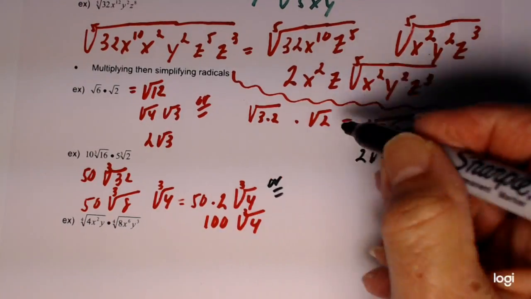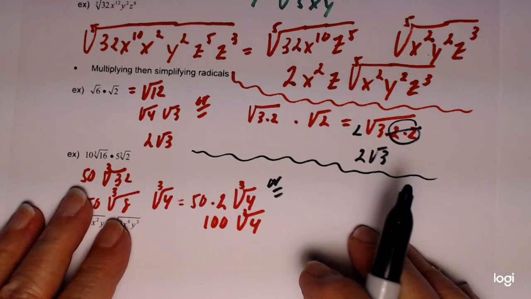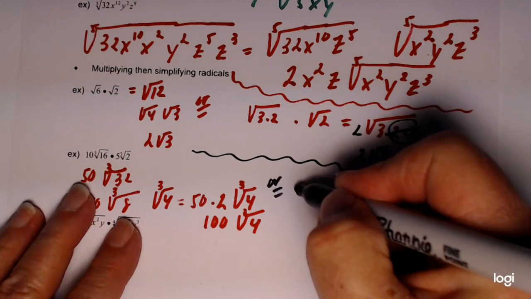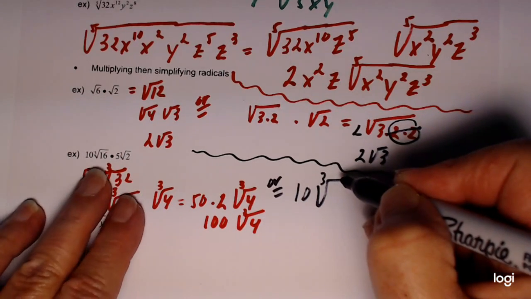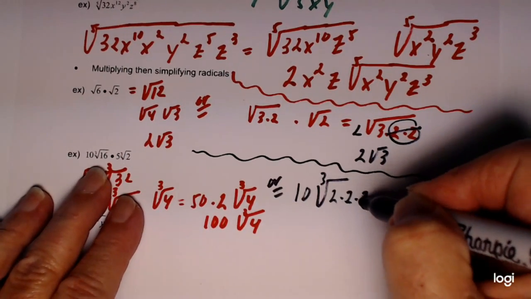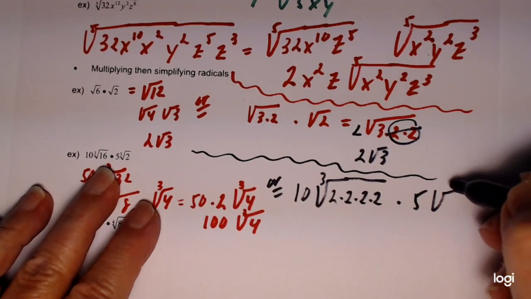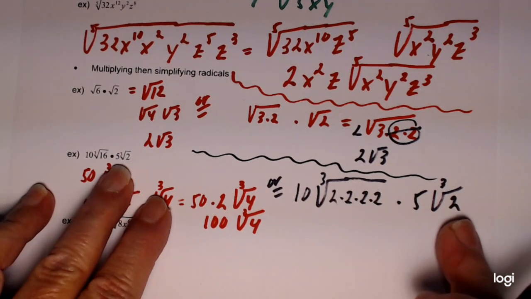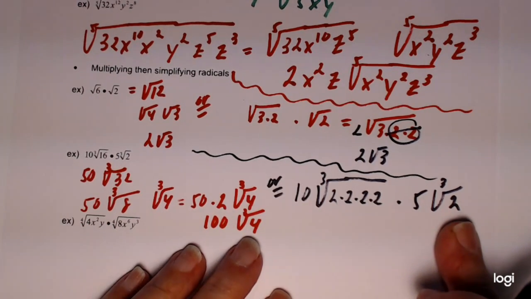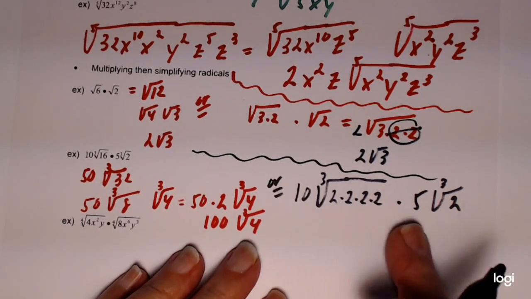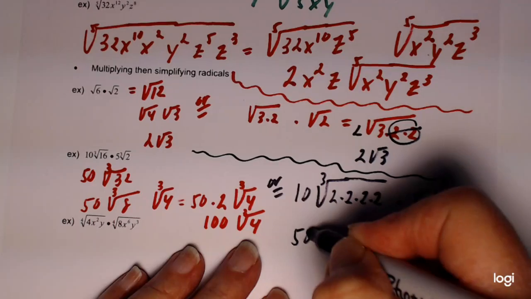Or we could do our factoring before we do our multiplication. So we have 10, and then cube root 16 is 2 times 2 times 2 times 2, times 5, and there's no factoring to do for this 2. It's just the cube root of 2. So now we can do our multiplication. Again, the 10 and the 5 are outside the radical, so they get multiplied together. 10 times 5 is 50.